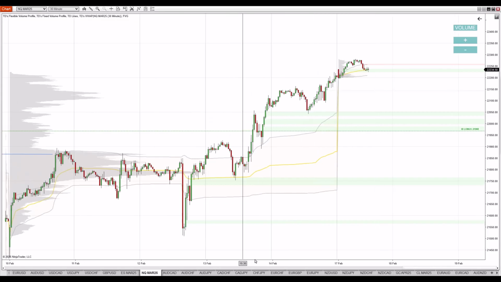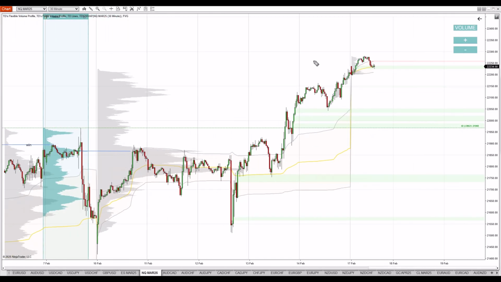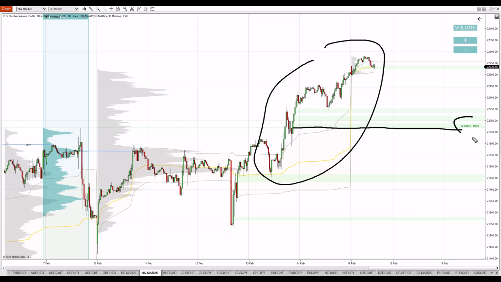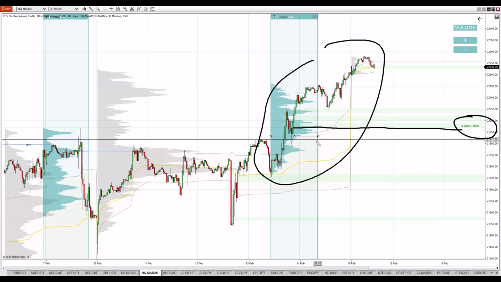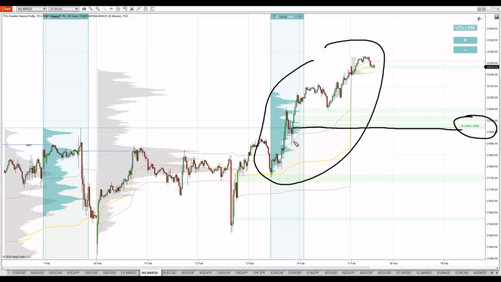Let me zoom out a bit. As you can see, the chart looks very similar as on the ES. In here it is at 21,968, and if I show you how the volumes are distributed here, then you can see that this was the heaviest volume zone in that up move.